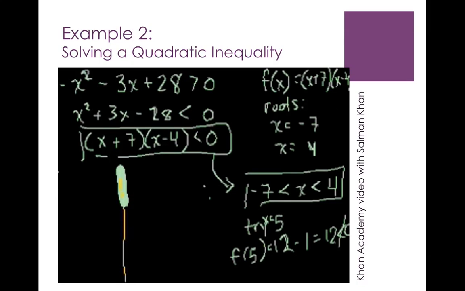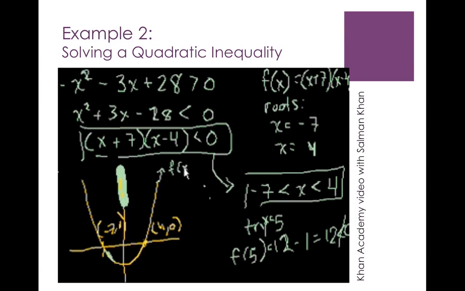If you draw it visually, and this is the parabola, right? This is f of x. The roots here are minus 7, 0, and 4, 0. We're saying that for all x values between these two numbers, f of x is less than 0. And that makes sense, because when is f of x less than 0? Well, this is the graph of f of x, right? This is f of x.